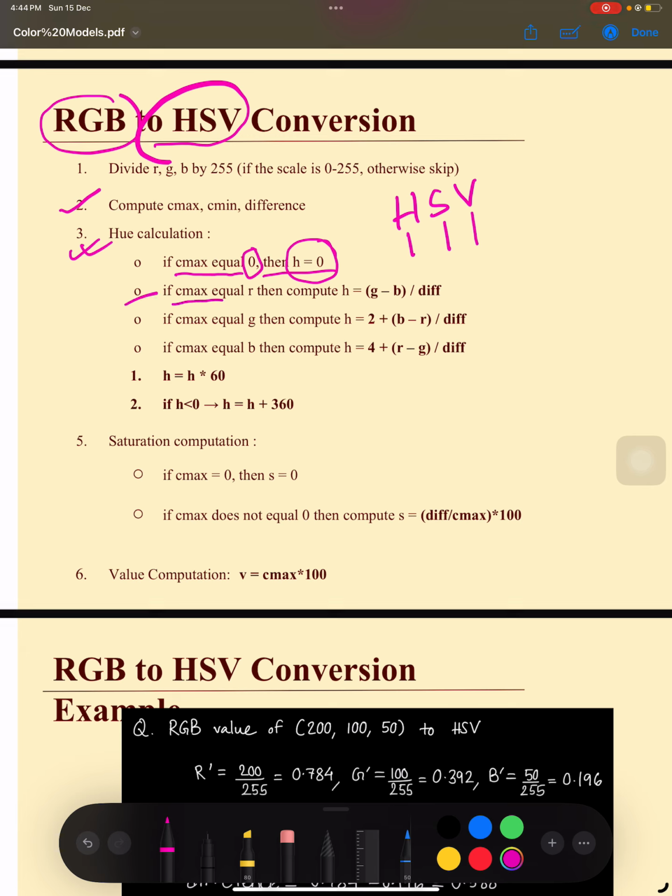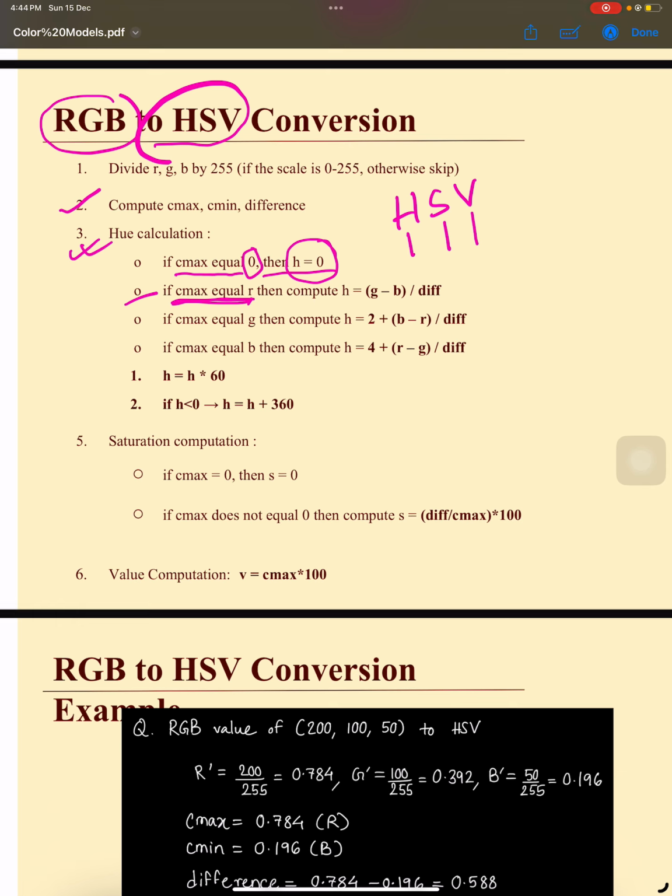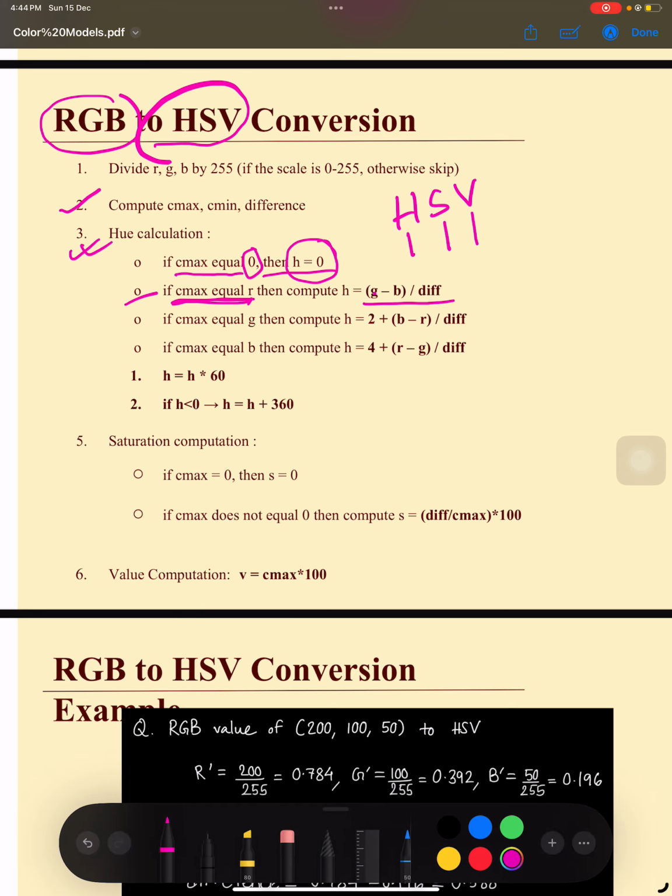If my Cmax equals R, that is, from the RGB components, R has the maximum value, then H will be the G value minus the B value, divided by the difference. This will be my H. If it's not the case, that is, if my Cmax is equal to the green component, then my H's formula will be 2 plus blue minus red, divided by, again, the difference.